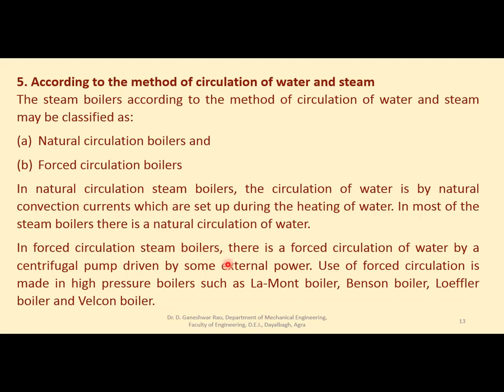And in forced circulation steam boilers, there is a forced circulation of water by a centrifugal pump driven by some external power. Some power has to be given. That will be the expense of additional energy. And use of forced circulation is made in high pressure boilers generally. जिसमें हमें high pressure generate करना है, उसमें हमें circulation centrifugal pump से water को forced circulation देना होता है. Such as Lamont boiler, Benson boiler, Loeffler boiler, Welcon boiler. These are examples of high pressure boilers which use forced circulation, right? ये boilers जब आपको explain करेंगे तो थोड़ा और समझ में आ जाएगी ये बात.